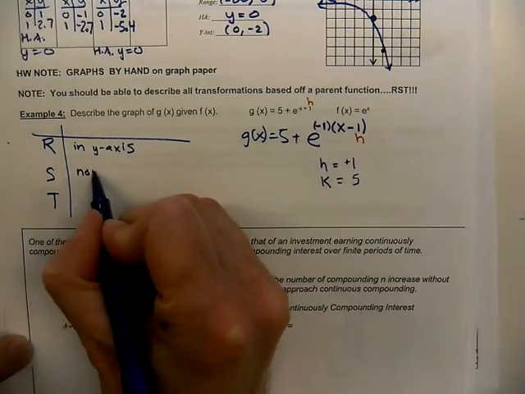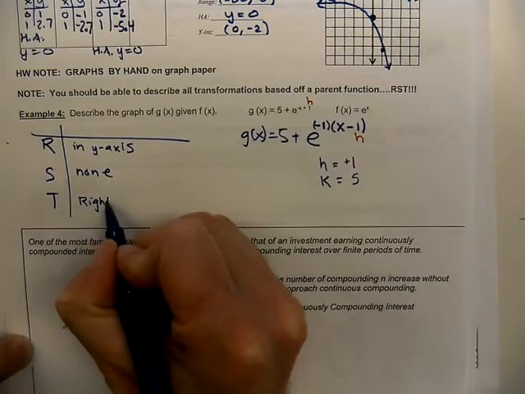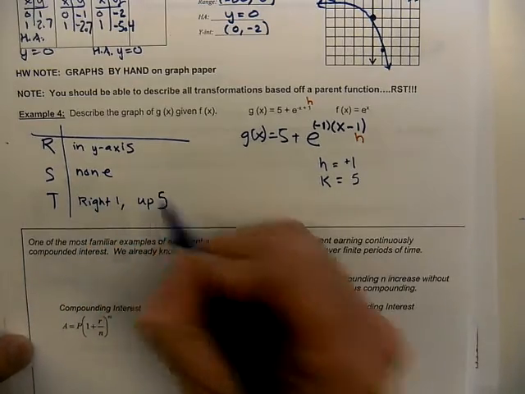No stretch or shrink here. Lastly, the translation, we're moving right 1 and up 5.